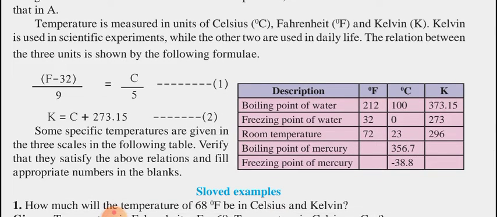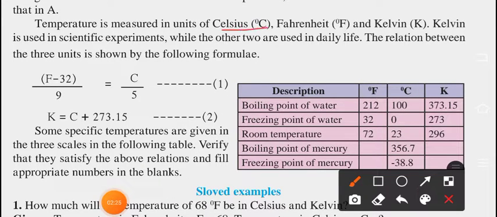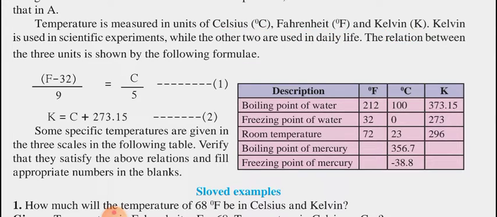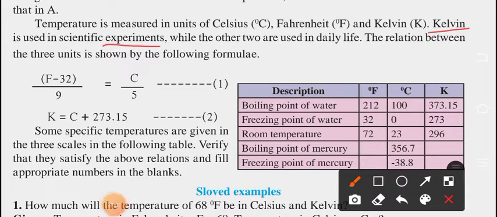Temperature is measured in units of Celsius, Fahrenheit and Kelvin. These are the units of temperature. Whatever the measurement of temperature is, we can measure it in these units. The very first unit is Celsius, the second unit is Fahrenheit, and the third unit is Kelvin. Scientifically, we use Kelvin in experiments, while the other two are used in daily life.